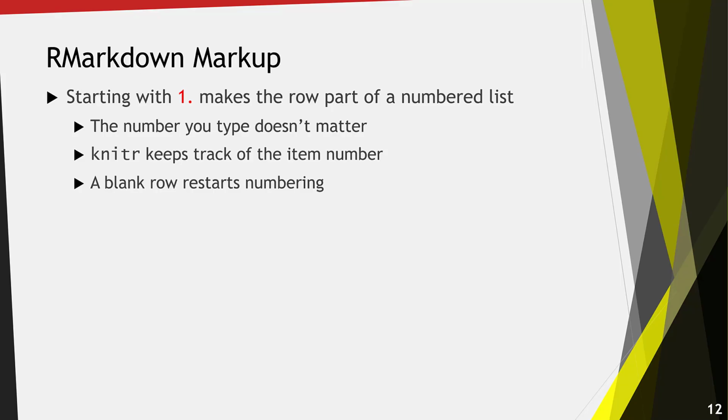RMarkdown allows for numbered lists. Starting a line with a 1 and a period makes that row part of a numbered list. The actual number that you type doesn't matter. Knitr actually keeps track of the item number, so every item can start with 1 and a period, and Knitr will automatically increment the counter and keep track of the numbering for you. If you have a blank row, that's going to restart numbering of a list.